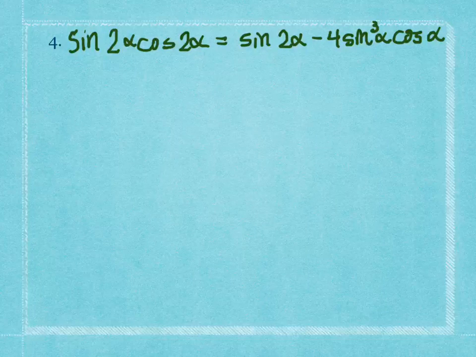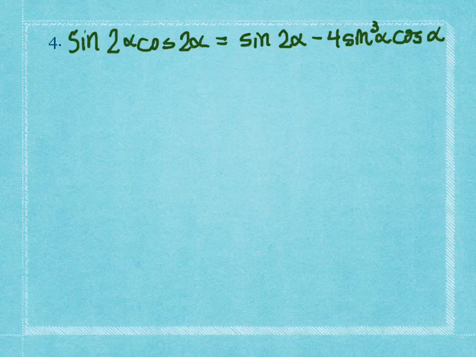A couple more. Let's look at number 4. Number 4, I have sine of 2 alpha cosine of 2 alpha equals sine of 2 alpha minus 4 sine cubed of alpha cosine of alpha. And there are a lot of different things we could be doing with this. I'm going to work on the right-hand side. You may be inclined to work on a different part of this, and that would be fine.